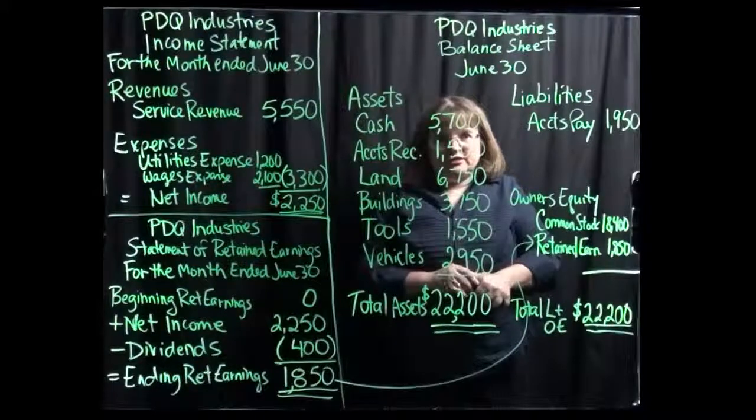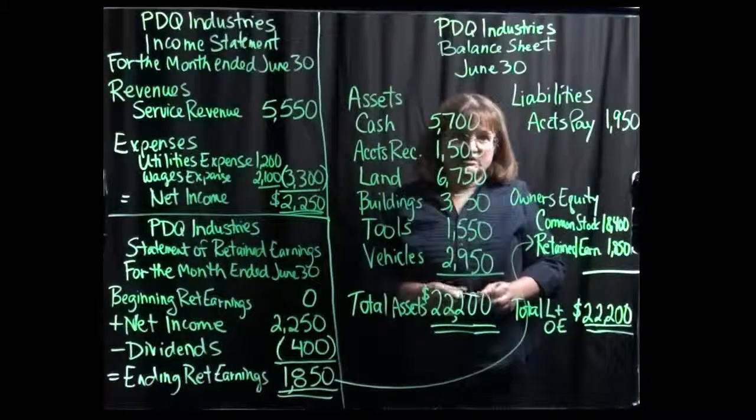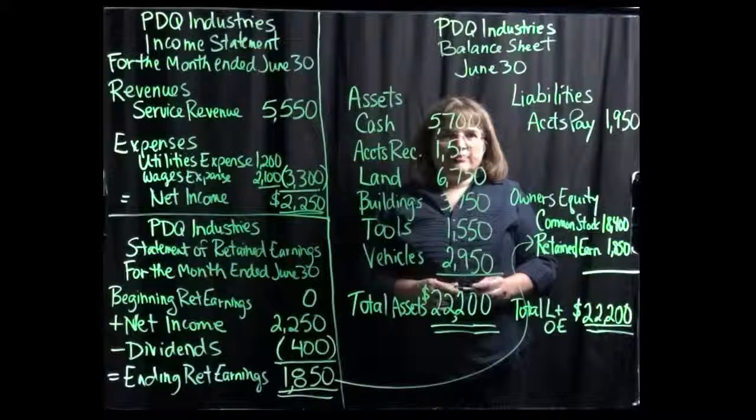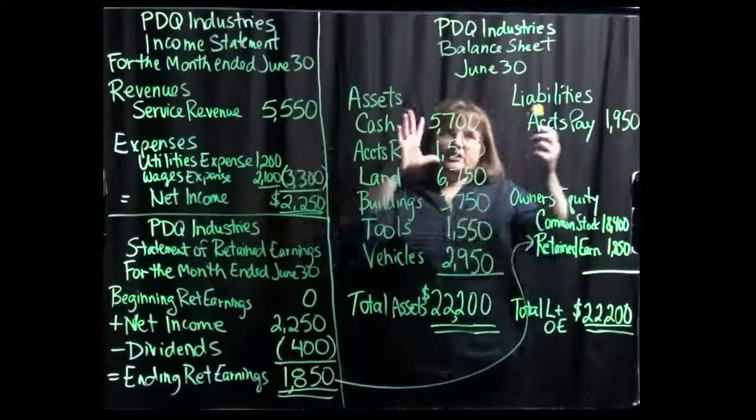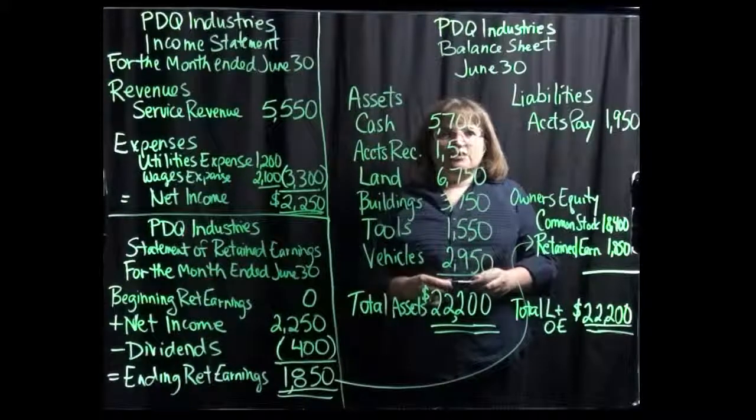statement of cash flows. We were not asked to do that, so we aren't doing that. For this problem we didn't have enough information that we could. So we have our income statement, our statement of retained earnings, and our balance sheet for PDQ Industries.